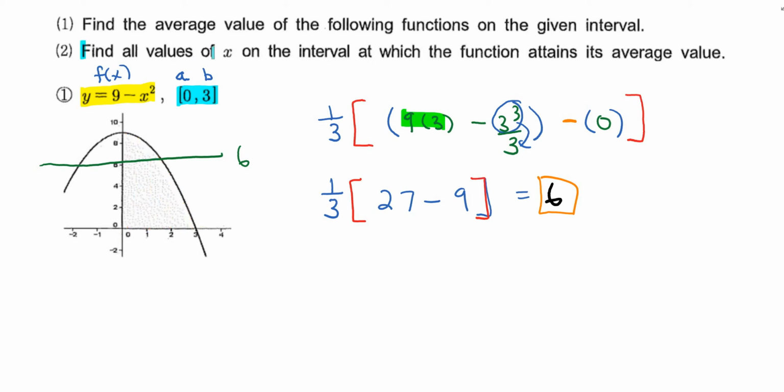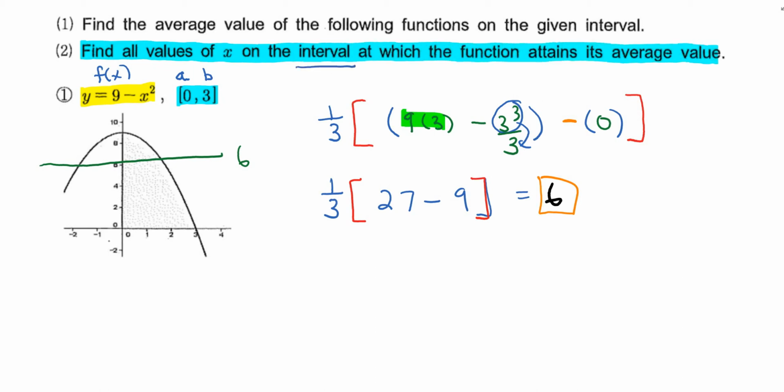For letter B, I want to find all the x values on the interval where the function attains its average value. The interval is going to be from 0 to 3, and I want to find all the x values such that the x values have a y value of 6. If I follow this green line right across, I think there's only one x value where it does match up. So I need to find this x value right there. I want to find all the x values that have the average height, which is 6.